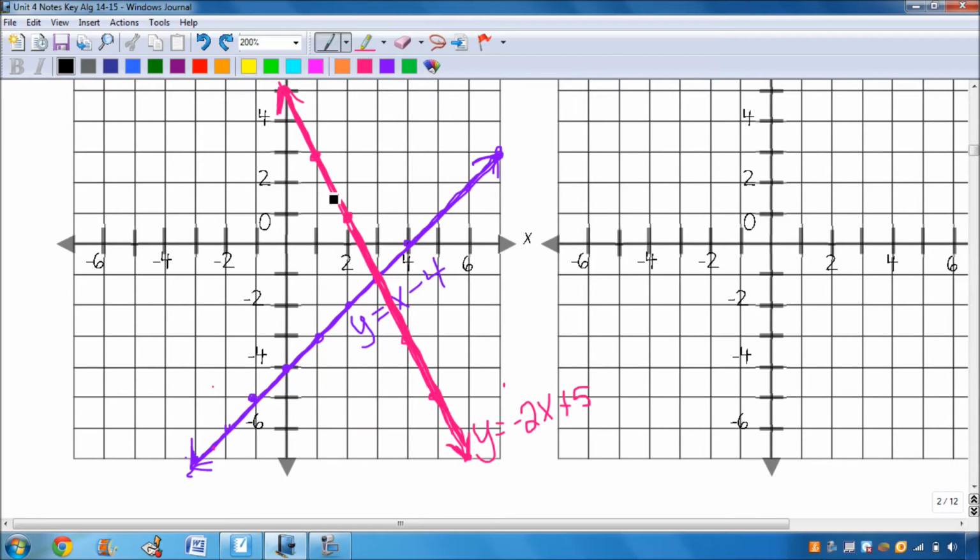So you should have connected the dots, extended the line, put your arrows, write your equation on your line, all of that kind of stuff. If you fell behind, just press pause and catch up and then come back to me.